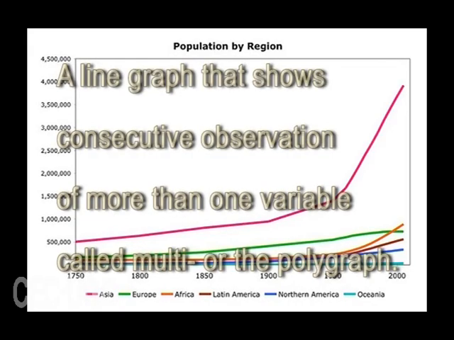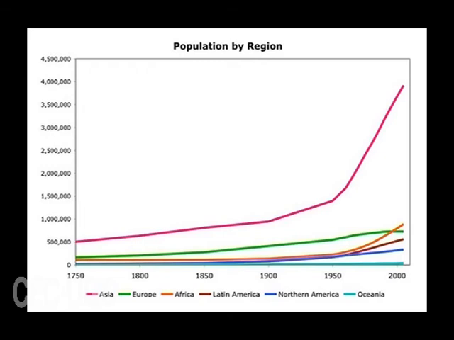Polygraph. A line graph that shows consecutive observation of more than one variable is called a multi or the polygraph. Such a graph normally visualizes trends among dense data sets. Multiple line graphs are fancied by many because they're good for comparison and interpretation purposes. Let's visualize one example for that. When population data for more than one geographical unit are plotted on the same graph, it will give a polygraph.